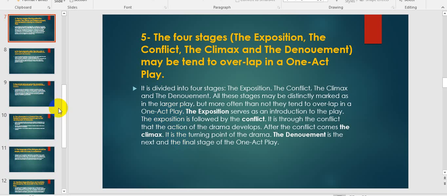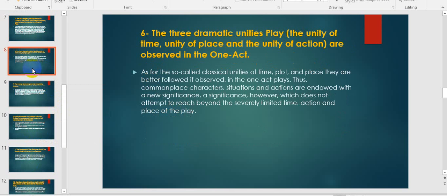And now the following point, which is that the three dramatic unities, the unity of time, unity of space, and unity of action, are observed in one act play. So here we can say that these three dramatic unities, which were coined by Aristotle in the classical drama, are observed in one act play as far as possible.